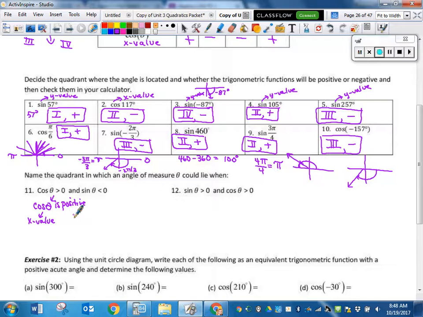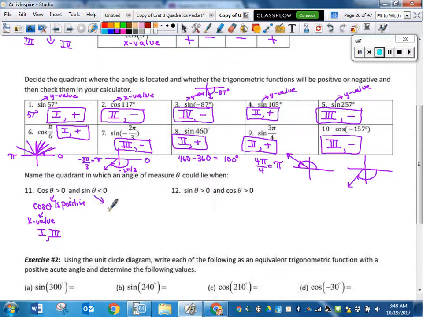Hang on one second. Okay, so cosine is the x value, and it's positive. That means that I am either in quadrant 1 or quadrant 4. In other words, I need to figure out what quadrants would move me to the right for my x value.